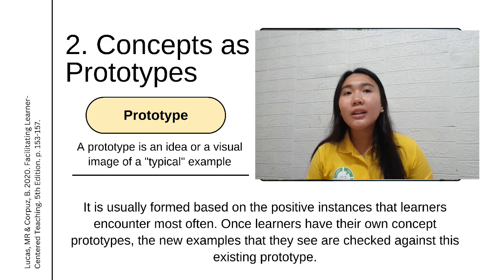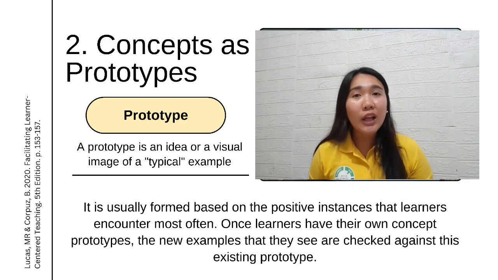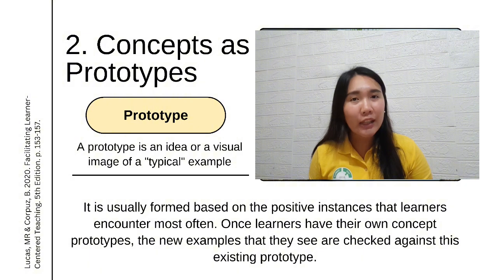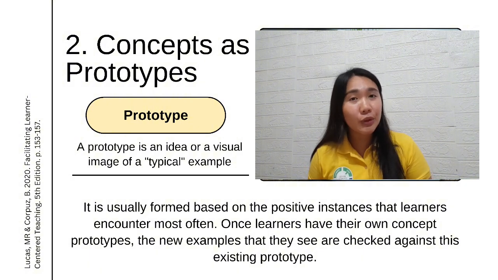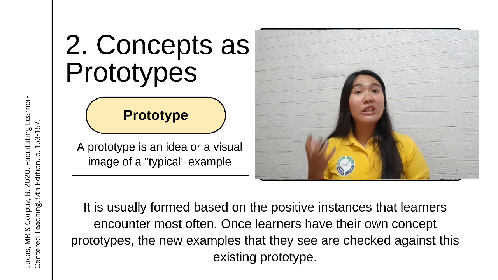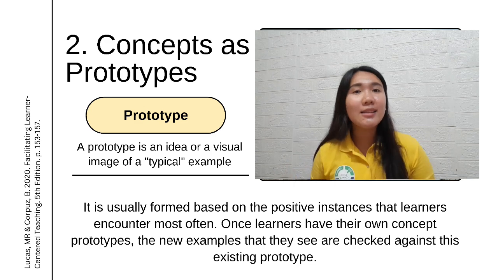So for example, avocado. Avocado is green, large, and creamy. It doesn't match our prototype very well, but it is still considered a fruit because it grows on a tree and contains seeds. So that is concept as prototype.